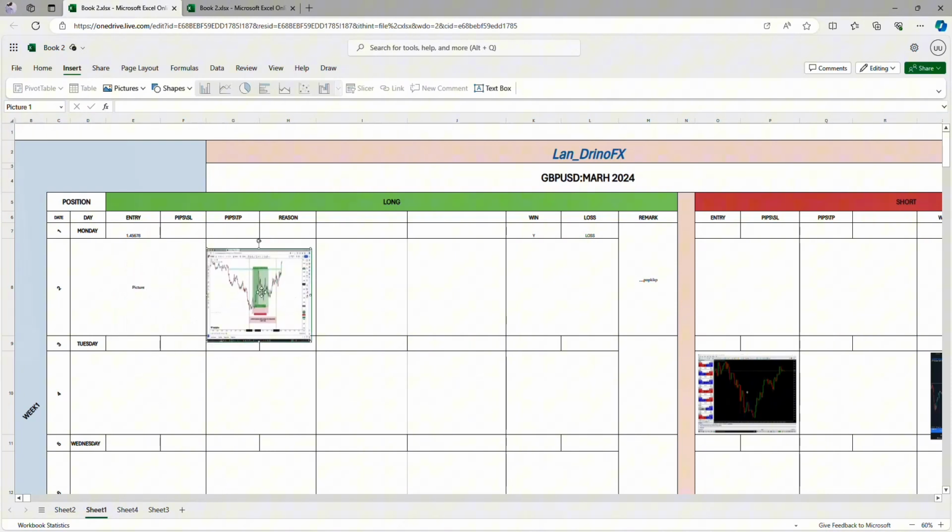Make sure you insert all your screenshots. Make sure you insert all your values here, your entry, your stop loss, your TP, the reason why you are taking the trade, the day you took that trade, the dates you took that trade, okay? If possible, even write the time. Write the time, okay? Because it's really going to help you. Trust me, this will help you.